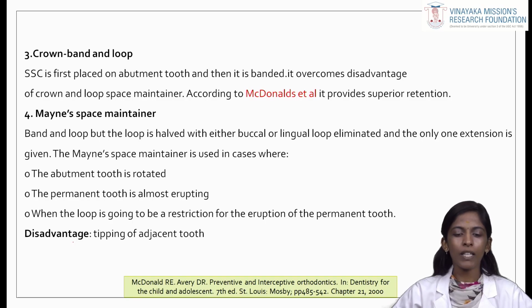Here it is band and loop, but the loop is halved, with either buccal or lingual loop eliminated and only one extension is given. The Maney space maintainer is used in cases where the abutment tooth is rotated, or the permanent tooth is also erupting, when the loop is going to be a restriction for the eruption of the permanent tooth. Disadvantage of Maney space maintainer is tipping of the adjacent tooth.